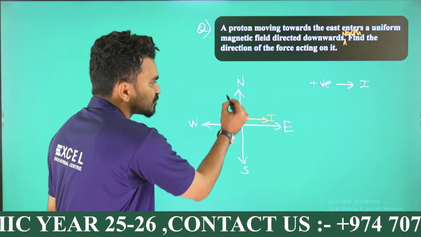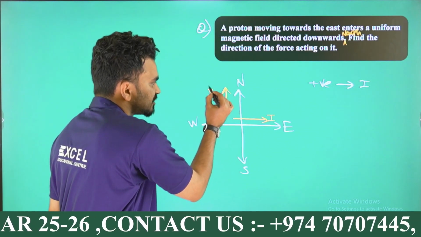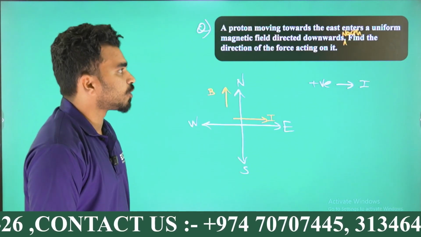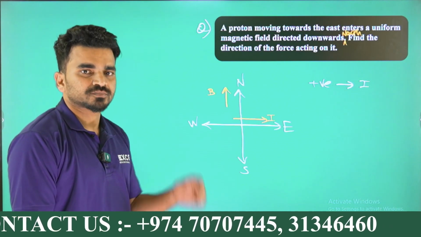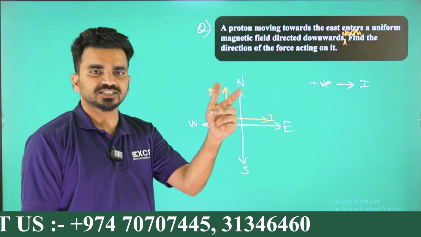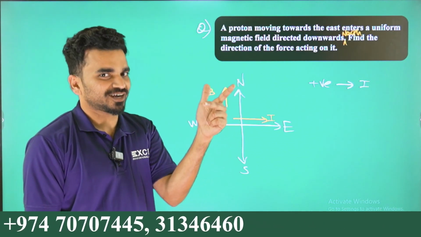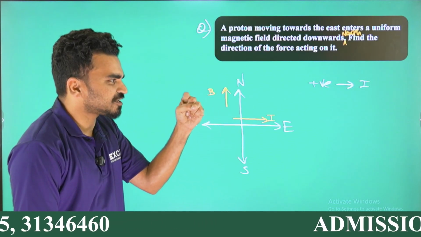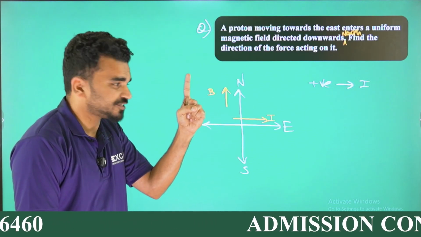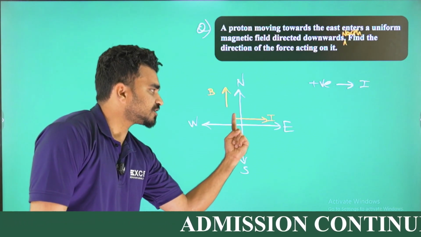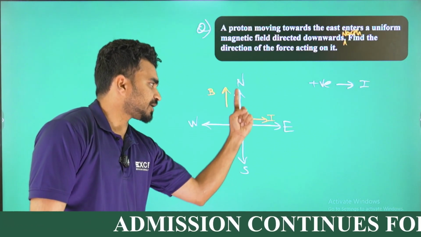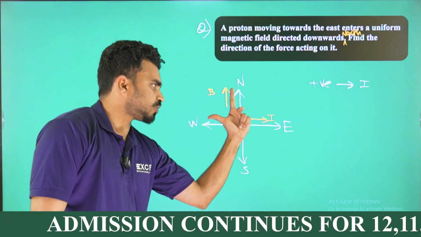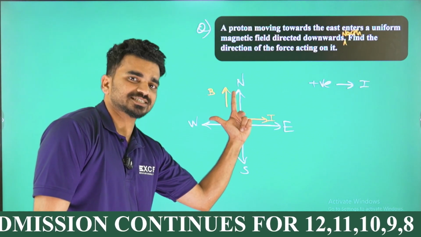Now, what is the direction of the magnetic field? The magnetic field is towards north. Then what will be the direction of force? How do we do this? Take Fleming's left hand rule. No, our left hand. Then this finger is for the magnetic field. So I'm going to keep the magnetic field here towards north. Then stretch all the other fingers like this.